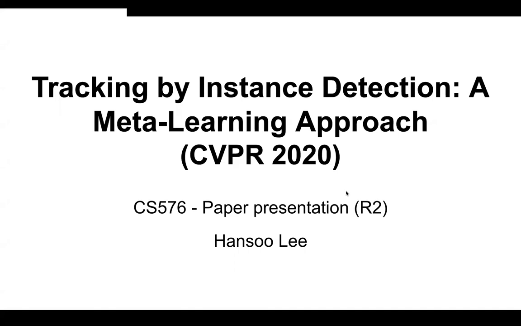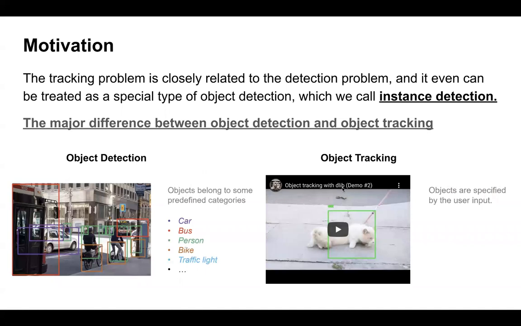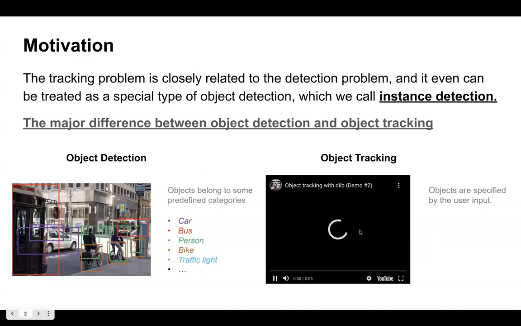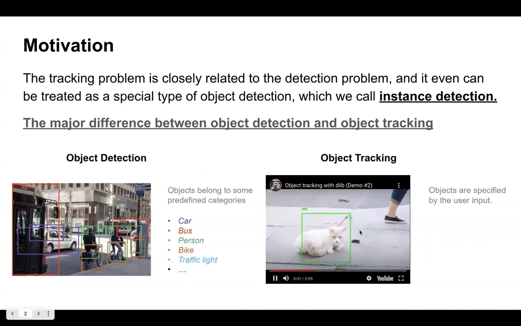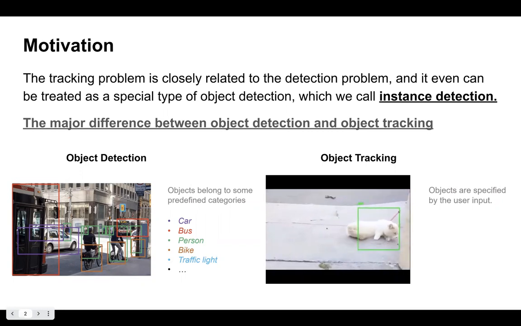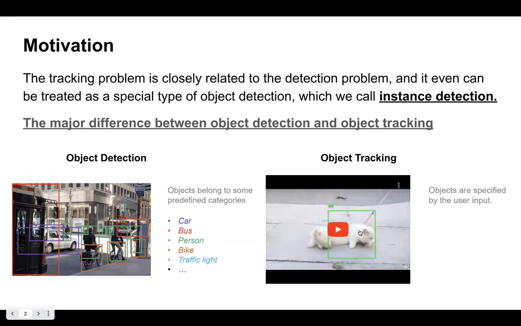I would like to introduce the paper, which is Tracking by Instance Detection: A Meta-Learning Approach. The tracking problem is closely related to the detection problem, and it can even be treated as a special type of object detection, which we call instance detection. The major difference is that object detection locates objects of some predefined classes, and its output does not differentiate between inter-class instances. But object tracking only looks for a particular instance.